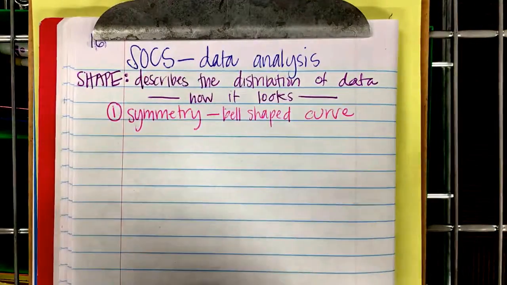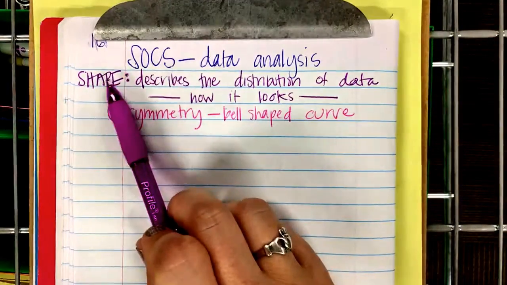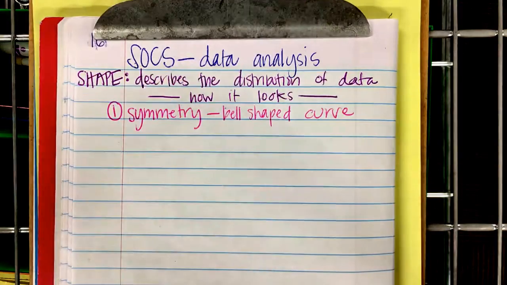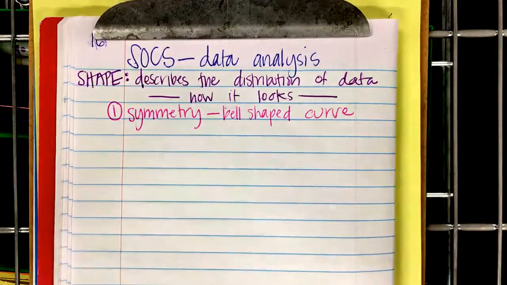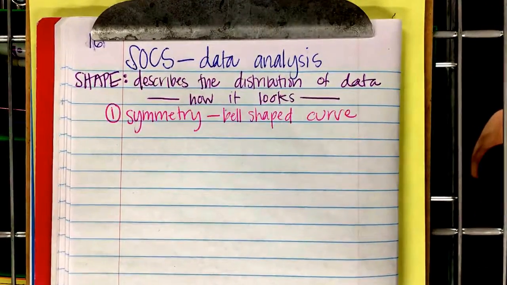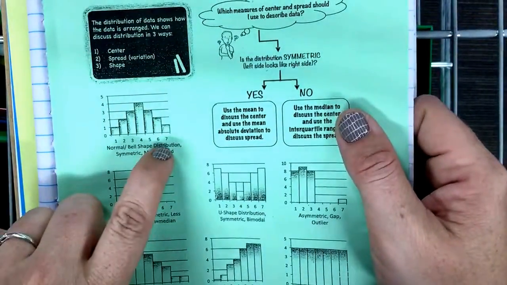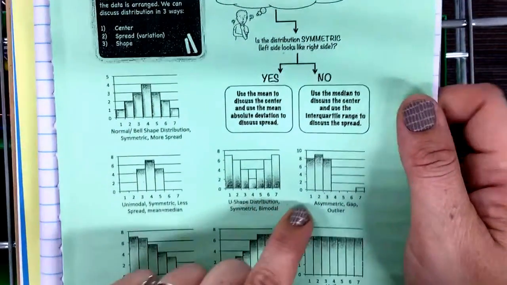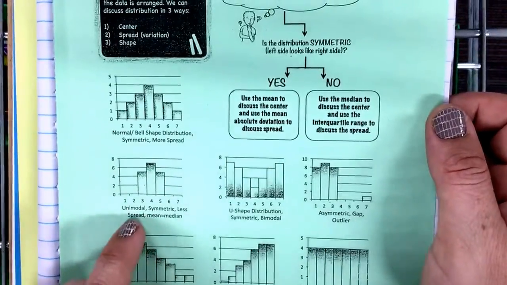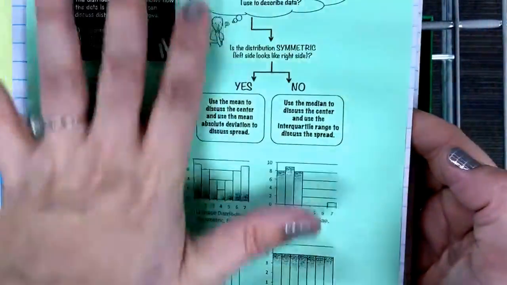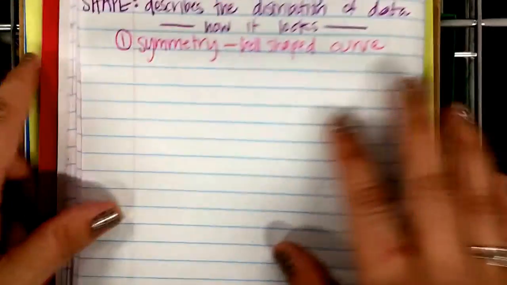All right, so we're going to talk about the shape. How does it look? Is it symmetrical? Is your graph symmetrical? Is it a bell-shaped curve? Is it a U-shaped curve, right? Looking at page 15: normal bell-shaped curve, U-shaped distribution, asymmetric, unimodal, right? These are all examples that we could talk about when we're talking about the shape.